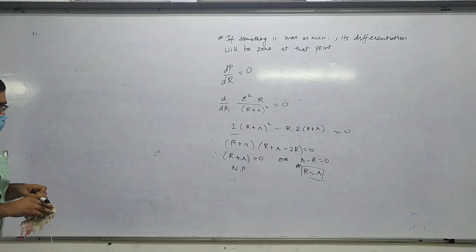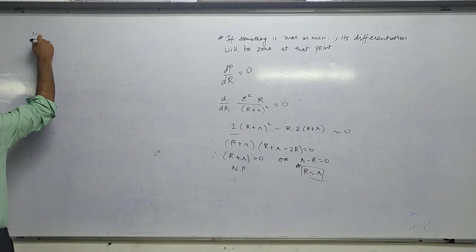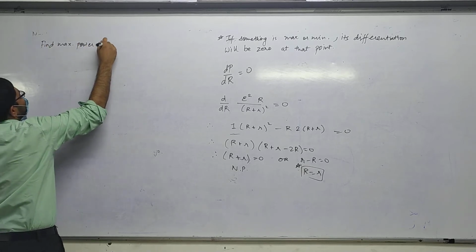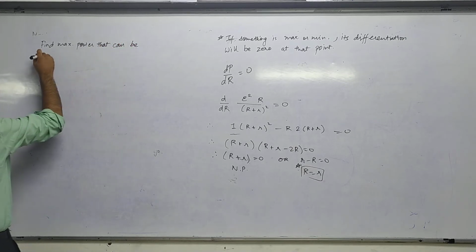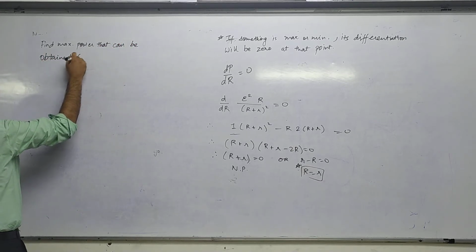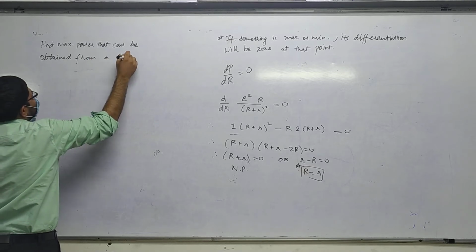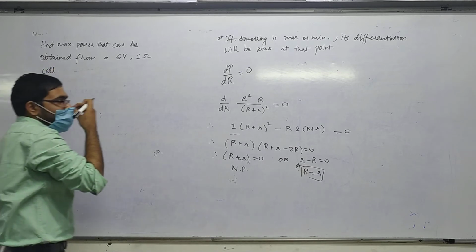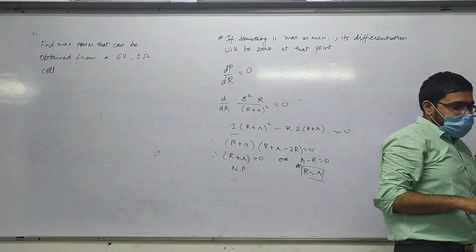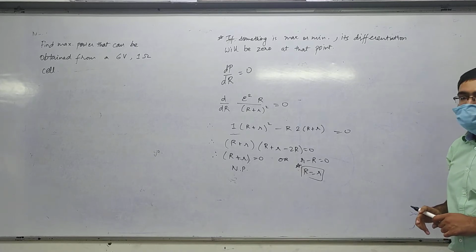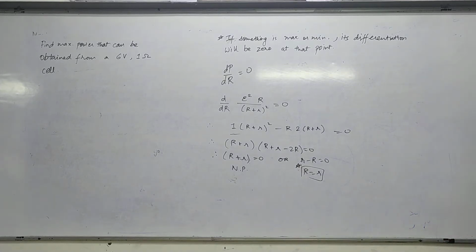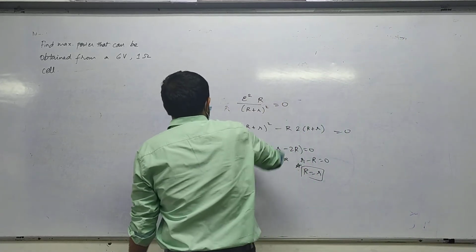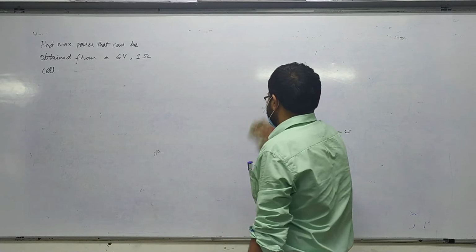So suppose it says that find the maximum power that can be obtained from a 6 volt 1 ohm cell. Use the relation we have derived. Draw a circuit first of all.